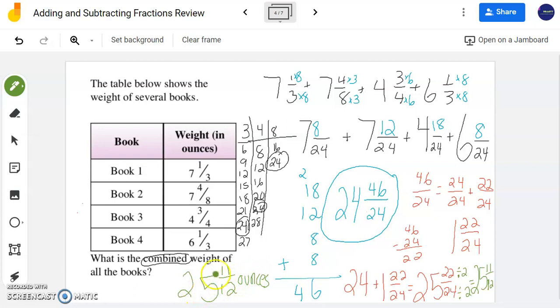Now I also see 25 and 11/12ths is really close to 26. So we might also just round or approximate this to 26 ounces.